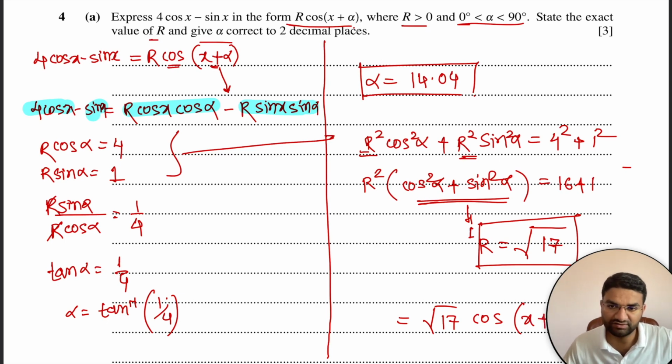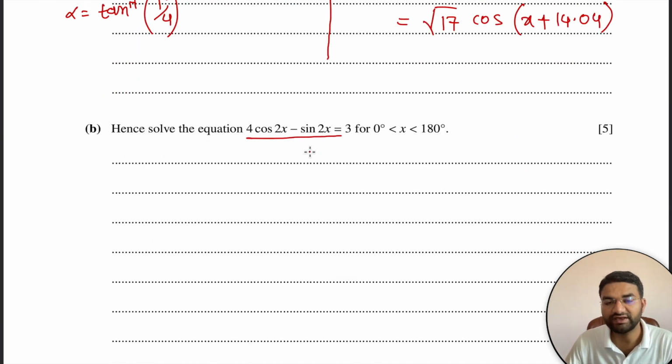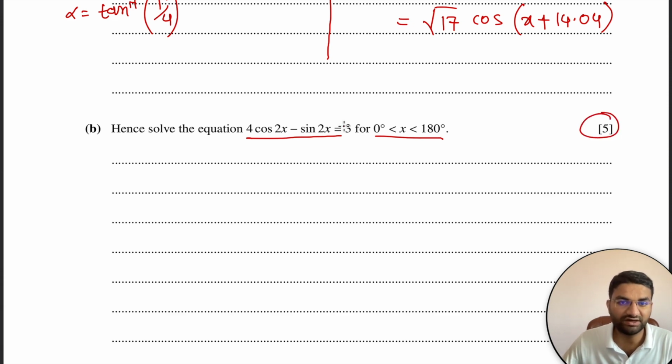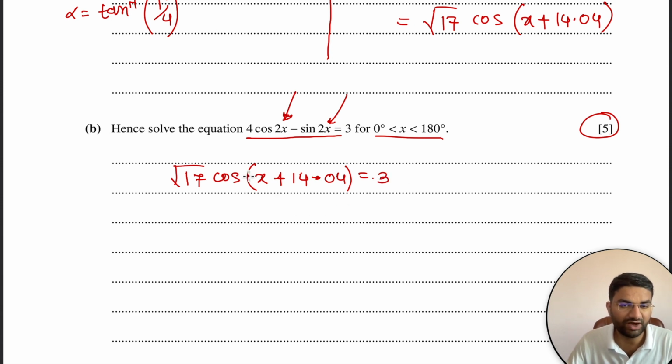Then the next part of the question: solve 4 cos 2x minus sin 2x is equal to 3, and find theta between 0 and 180 degrees. This is a 5 mark question. Here it's 2x, so first compare the left hand side: root 17 cos(2x plus 14.04) is equal to 3. Here you just write 2x because we have 2x.